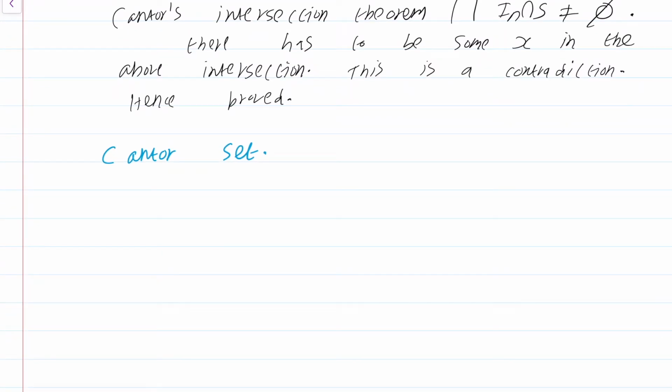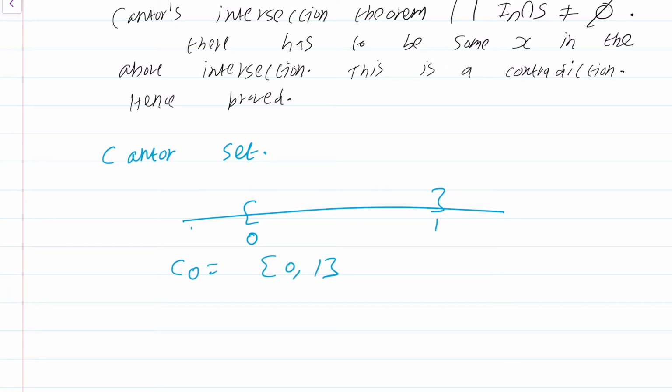Okay, let's check some properties of the Cantor set. Before that, I have to define it. Look at the closed interval [0, 1]. I just call C0 to be this. Now C1, I just remove the middle 1/3. That is just (1/3, 2/3). So I will be left with [0, 1/3] union [2/3, 1]. I'm removing the middle open interval (1/3, 2/3).